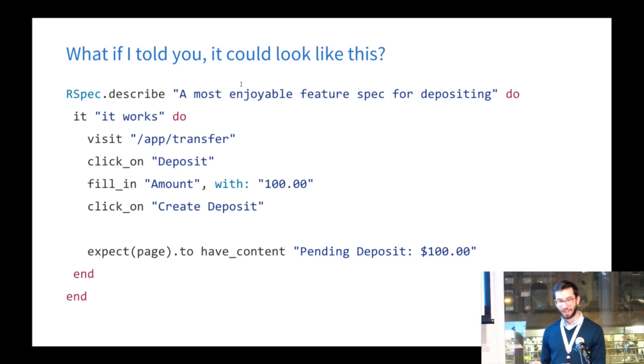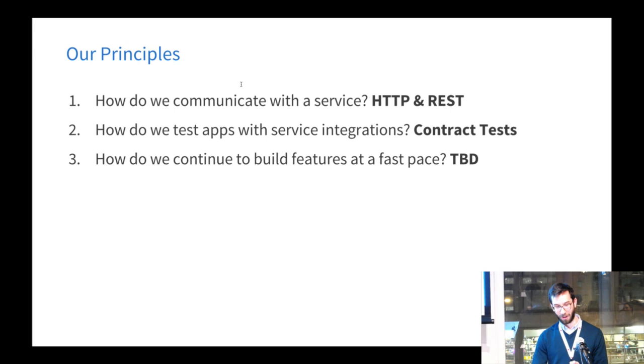So before we dive into that solution, I think it's important to take a step back and understand how we came to the solution. We're going to go on a little journey, and we're going to answer the questions that I posed before. So the first question that we had was, how do we communicate with the service? Our answer is going to be use HTTP and REST. Then we're going to talk about testing. How do we test? We're going to use a thing called a contract test. And the last one's a little bit more nebulous. We're going to want to revisit that and think about it some more.